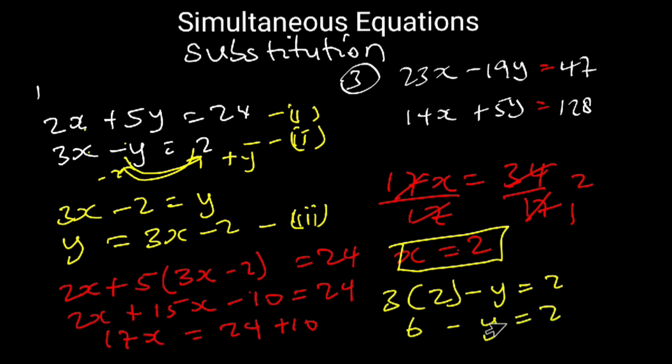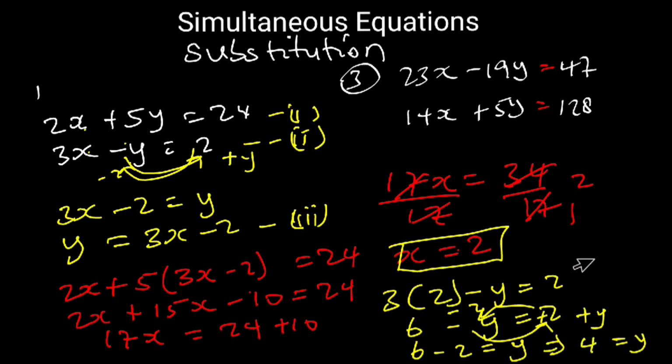So let's collect like terms. So this negative y is going to go to the right hand side, it will be plus y, and then this plus 2 will come to the left hand side, and it will be minus 2. So that we have 6 minus 2 is equals to y. And then when we evaluate that, 6 minus 2 is equal to 4. So 4 is equal to y. So we have that our y is equals to 4. Alright, so this is our final answer.